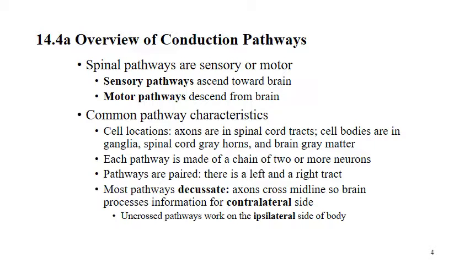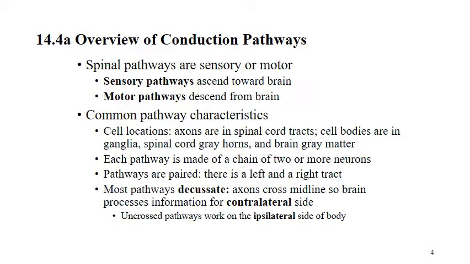Each pathway for conduction is made of a chain of two or more neurons. So it's not just one big neuron that's going all the way up or down. You're going to have a couple different ones in a row. Pathways are paired, so there's going to be a left and a right track.